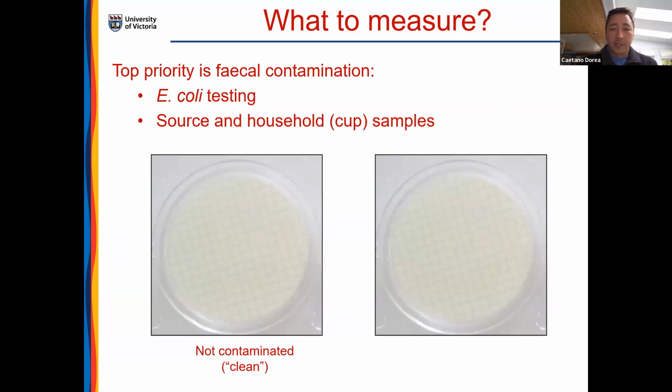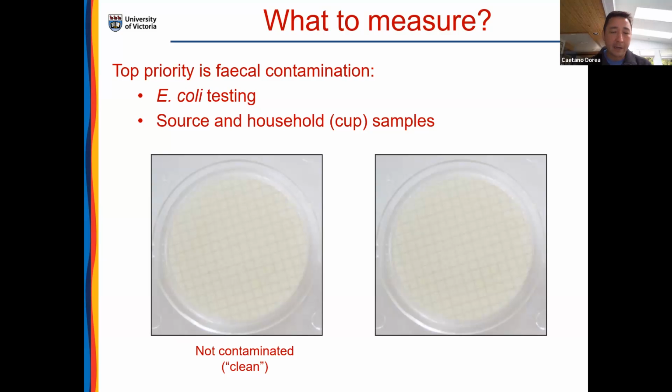What we're measuring is priority contamination, which is typically only fecal contamination measured through E. coli testing. There are debates as to whether E. coli is the best indicator or not, and it has its limitations, but it also has a lot of benefits of being a type of measure that can be done relatively simply, and that's what I want to show.